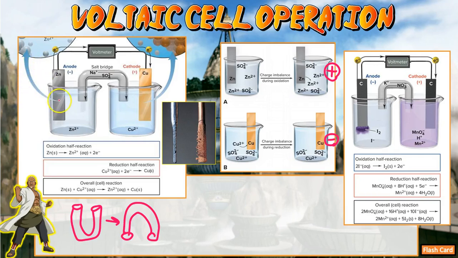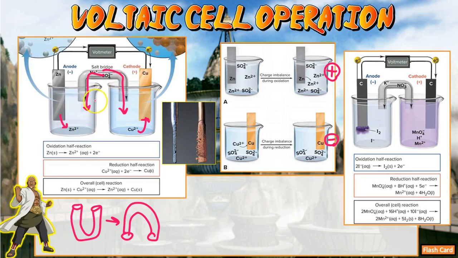As the zinc solid is oxidized at the anode, we know that the Zn2+ ions are formed and enter the solution, or the anode compartment, right? Therefore, SO4 2- anions from the salt bridge are going to move into the electrolyte solution to compensate for the added positive charge. Same thing over here with the cathode. We know that as Cu2+ ions leave the solution to be reduced at the cathode, Na+ positive ions are going to move from the salt bridge into the electrolyte solution to compensate for the missing positive charge.